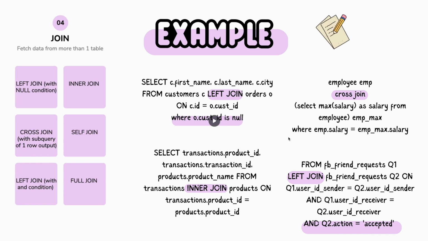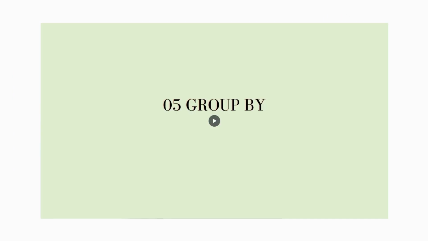I think if you cover these conditions for join, you should be good: left join with null condition, inner join, cross join with subquery of one row output, self join, left join with some conditions, and full join. Next, we'll talk about group by.